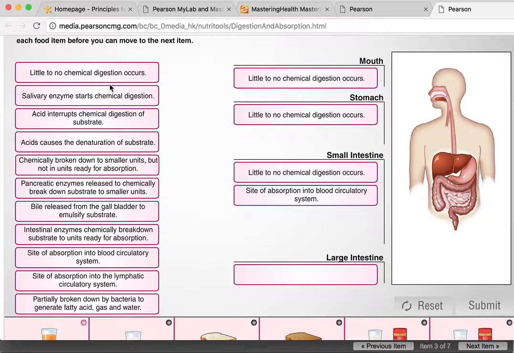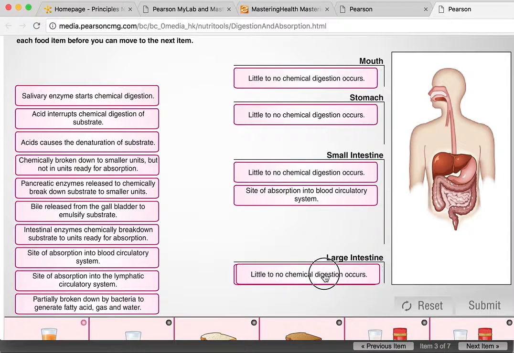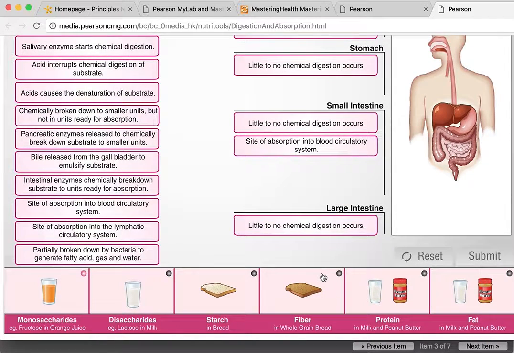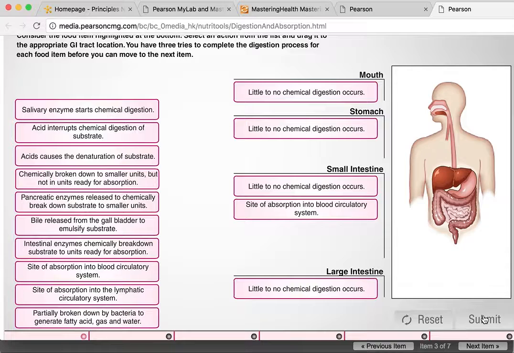And then, of course, the large intestine, you don't really have chemical digestion going on here. However, you'll find once you go into fiber that since this is a non-digestible carbohydrate, the large intestine is going to be where you have bacteria breaking down these different types of fibers, producing gases and producing different vitamins, and of course you're going to reabsorb your water as well. So then you would just click submit.